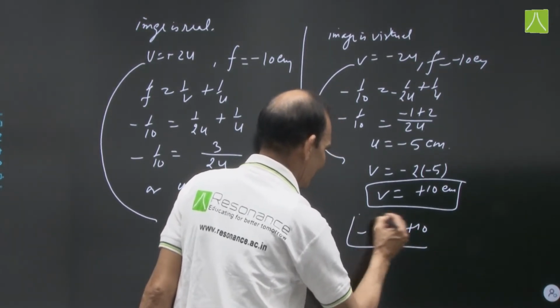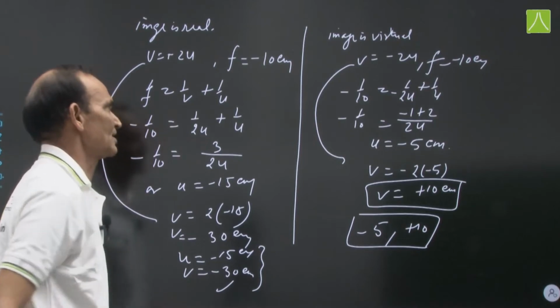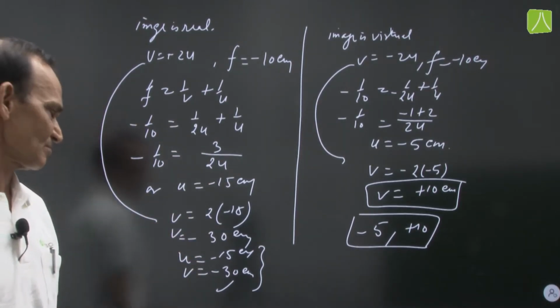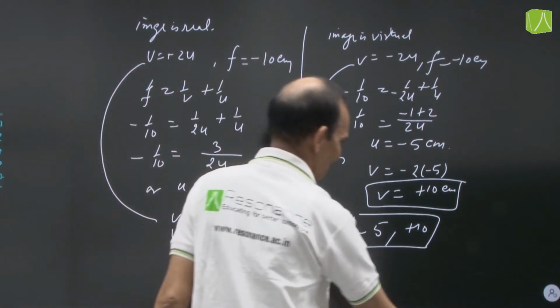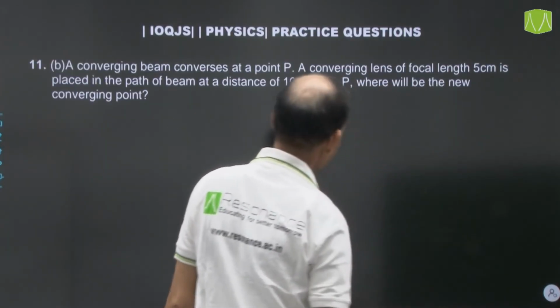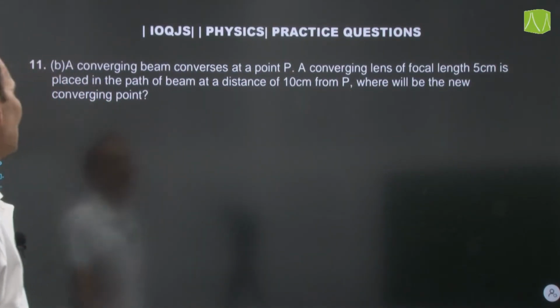The value of u and v, and this one also. So it is the solution of the first question, first, second and third part. Now the next. Question number 11, part B.